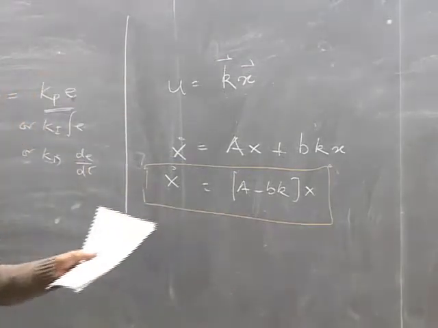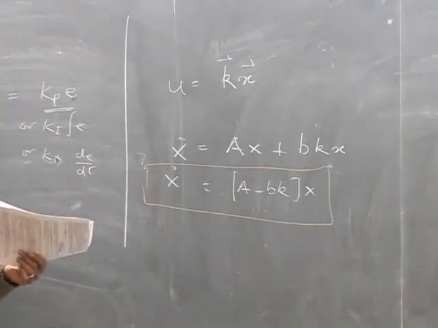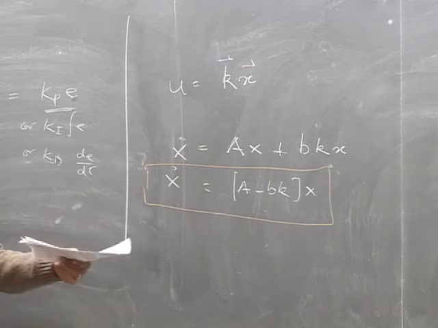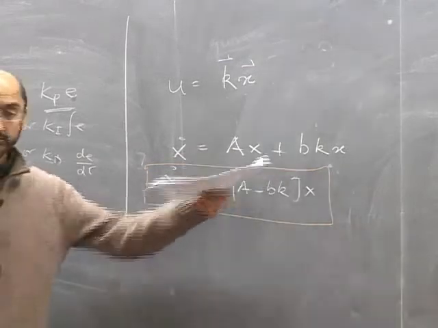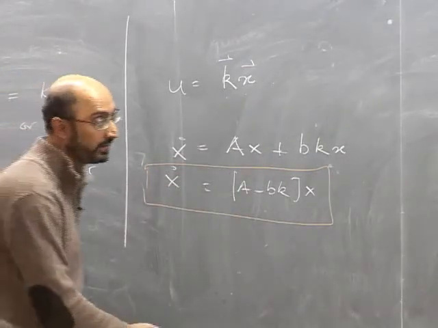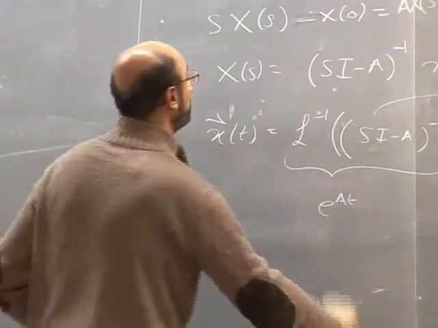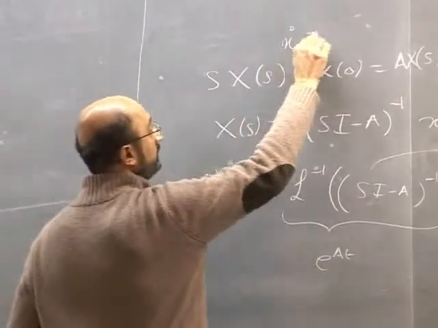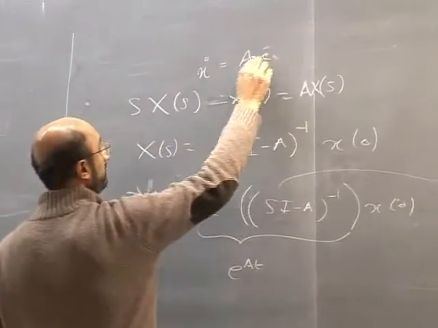And remember, this is a control system. It's not an uncontrolled system. It's a control system because we have Bk, which is your u over here. And you compare it with this one over here, which was x dot equals Ax. This was the equation over here.